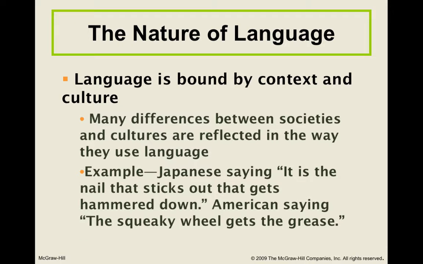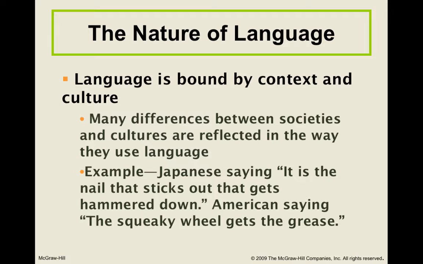Language is also bound by context and culture. Many differences between societies and cultures are reflected in the way that they use language. And it's not just the language that they speak, but the meanings that they associate with language. Here's an example, and this kind of points out the difference between Japanese culture, which is very collectivistic, and American culture, which is very individualistic.